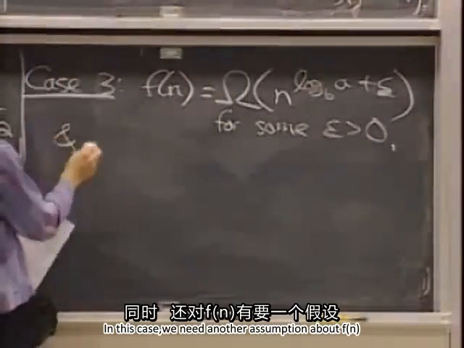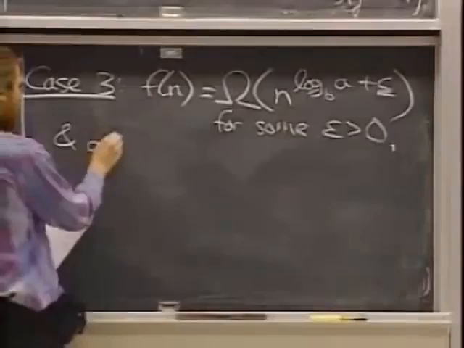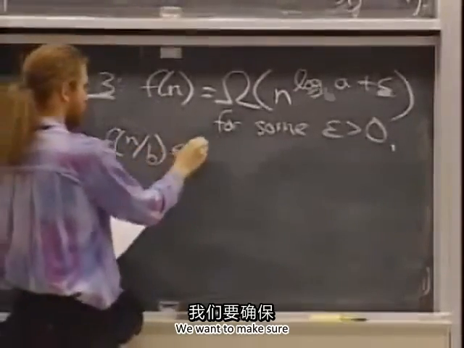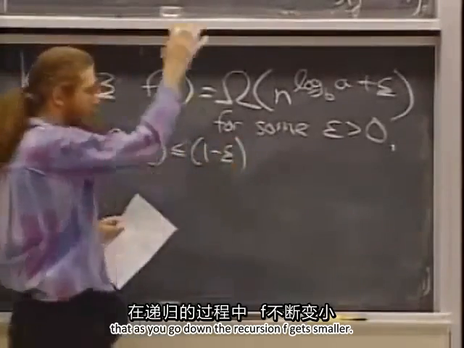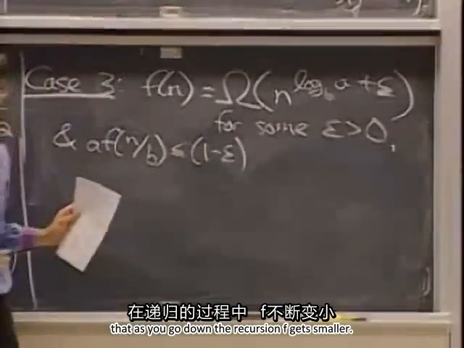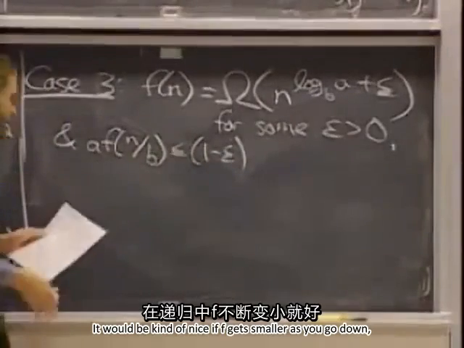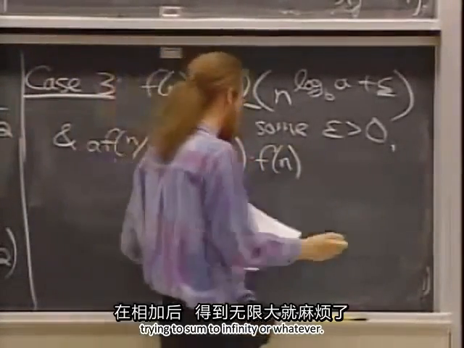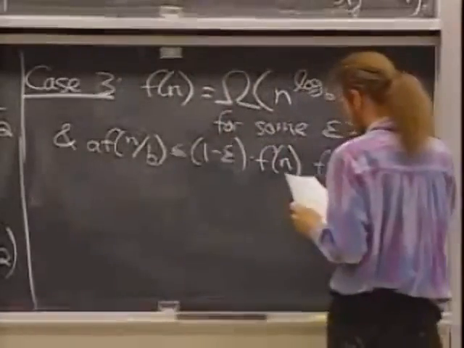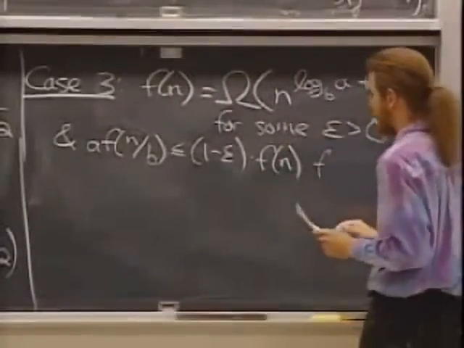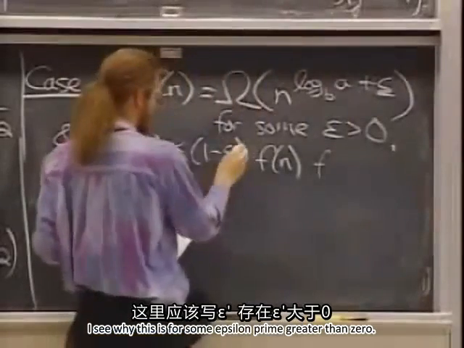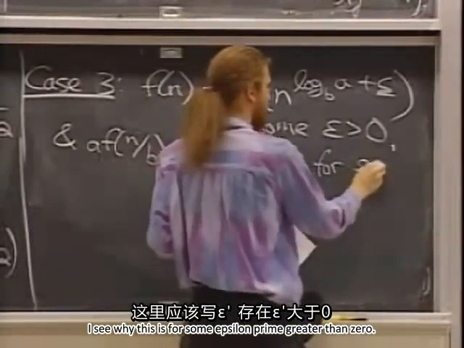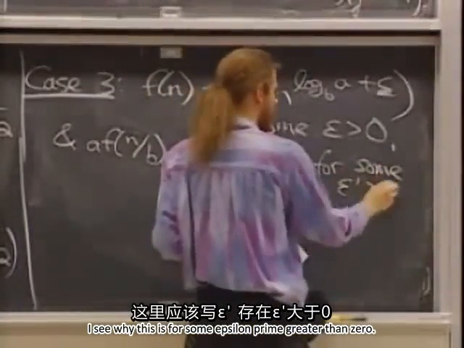Here, in this case, we need another assumption about f, because we worry a little bit about how quickly f grows. We want to make sure that as you go down the recursion, f gets smaller. It'd be kind of nice if f gets smaller as you go down. Otherwise, you're again trying to sum to infinity or whatever. Yeah, I see. This is some epsilon prime, for some epsilon prime greater than 0.